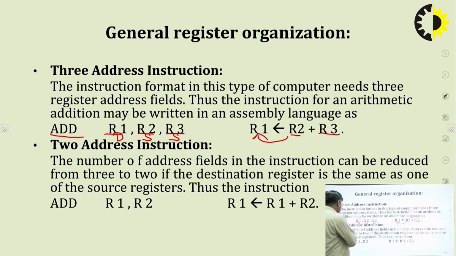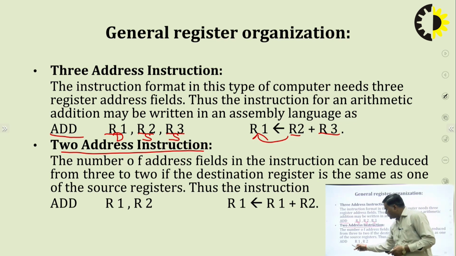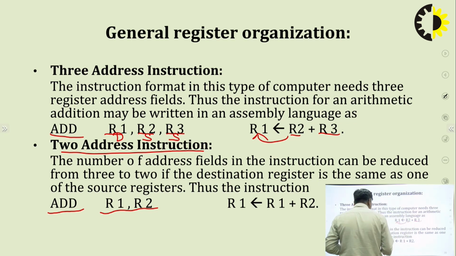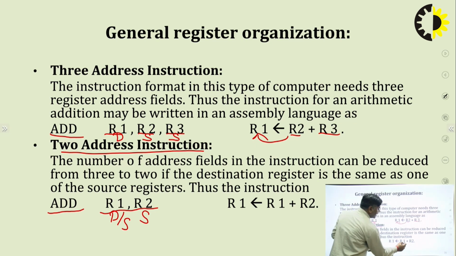If we talk about the two address instruction, the instruction has only two addresses. Here we have the opcode ADD and we use two addresses, and these two addresses are registers, that is R1 and R2. Here R1 acts as both destination and source and R2 as a source. So here we add R1 plus R2 and store the result in R1.